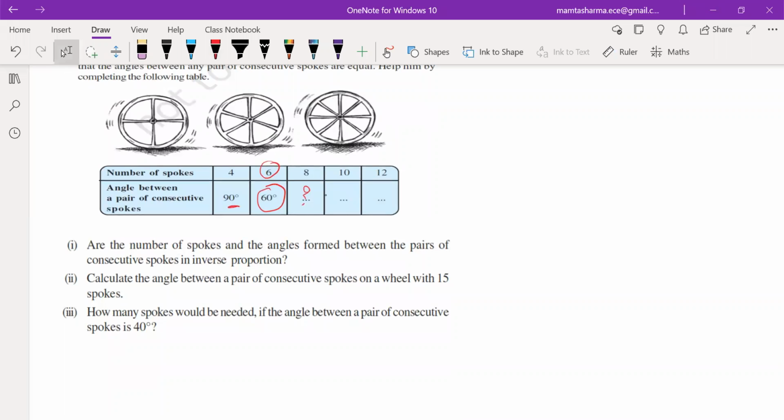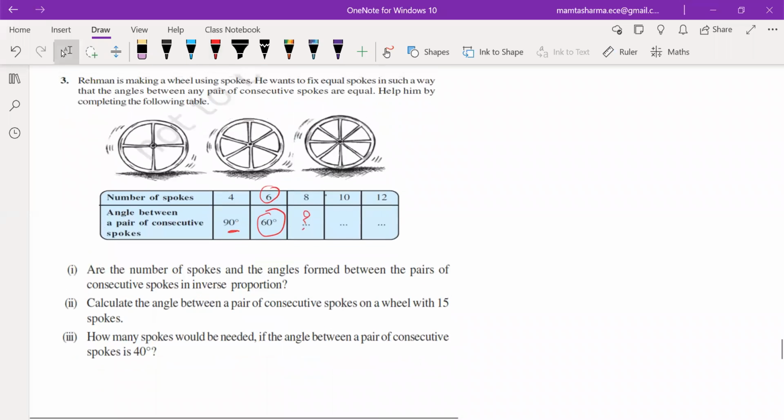Ma'am, 45 degrees. First you have to identify whether they are in an inverse or direct relation. Ma'am, they are in inverse. See, when spokes increase, the angle will decrease. Here the angle is 90. Here the angle is 60. So the angle is decreasing. Ma'am, the next 2 blanks are 36 degrees and 30 degrees.